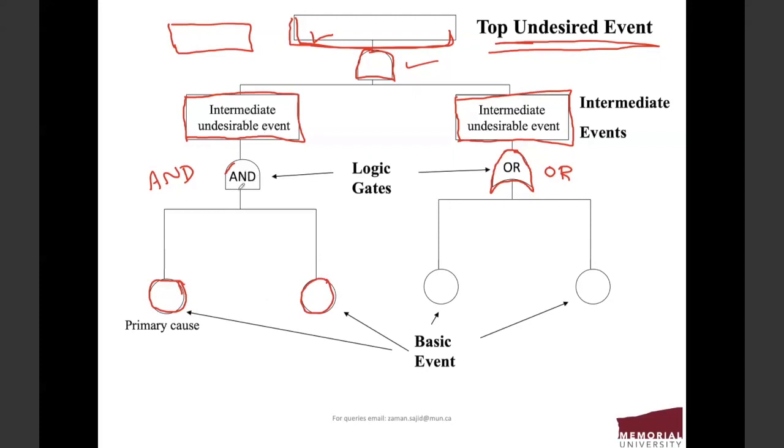These two basic events are linked to the intermediate undesirable event through an AND gate. Coming to here, these two basic events are linked to the intermediate undesirable event through an OR gate. Again, it depends on the problem. This is just a general structure. It will change with every problem. The basic thing is you need to understand how you develop it, and then apply it on your given problems. I do have some practice questions for you to do in today's lecture, and I do have some homework for you to do.